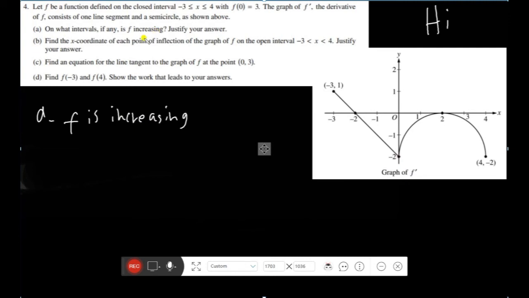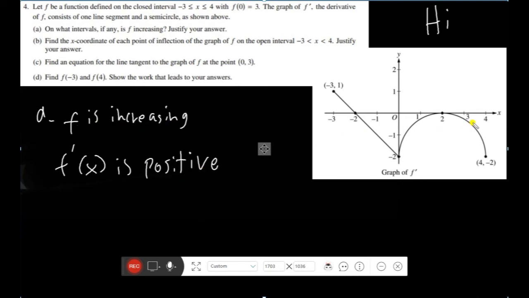Look at what they tell you in the question. What does that tell us about f prime of x? That's the key to this kind of questions. So f is increasing. That tells us that f prime of x is positive. That's the thinking that they want you to have when they're approaching these kind of questions. F is increasing, so f prime of x is positive.